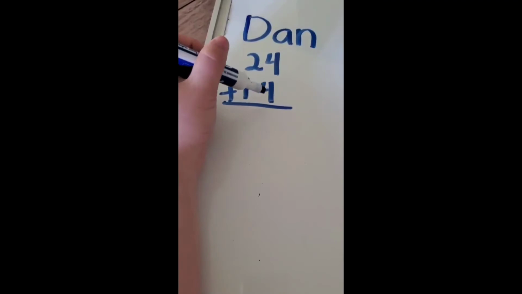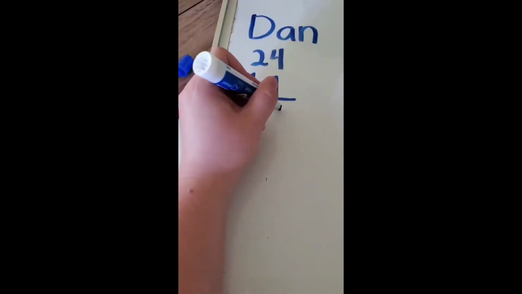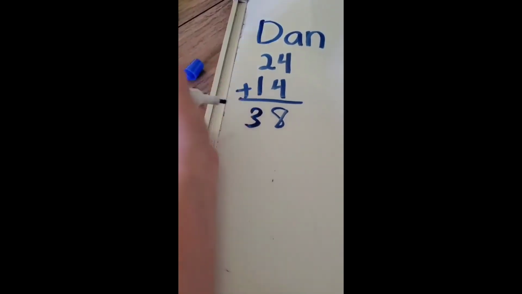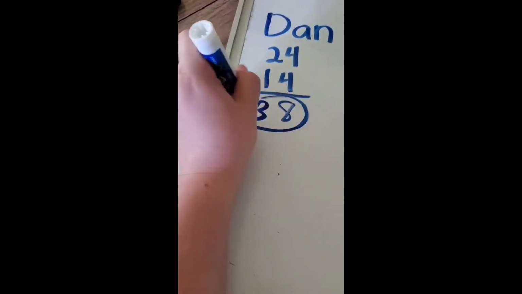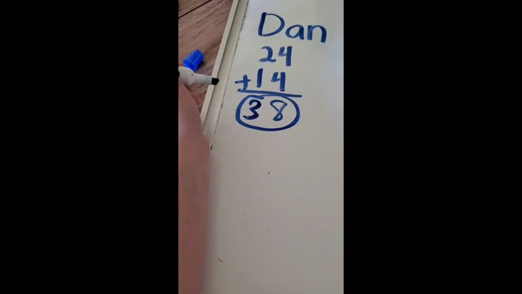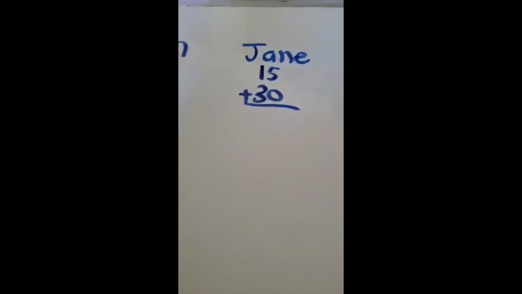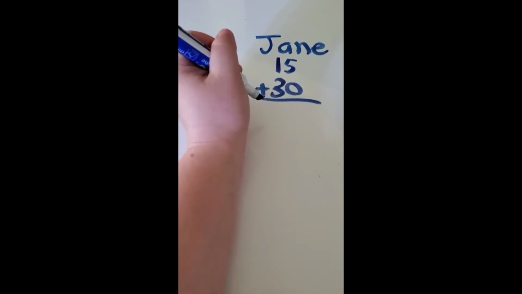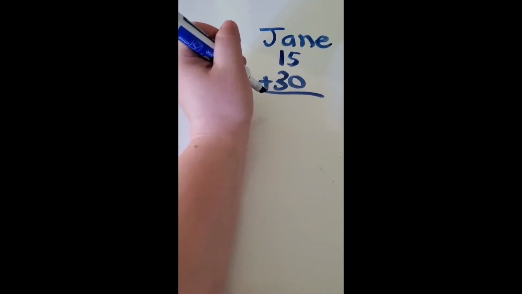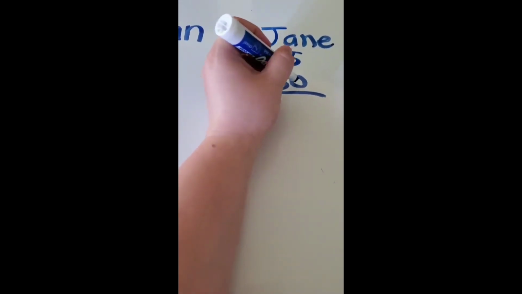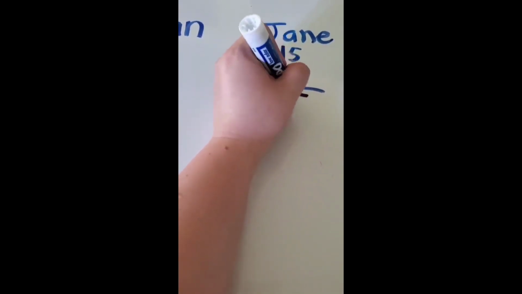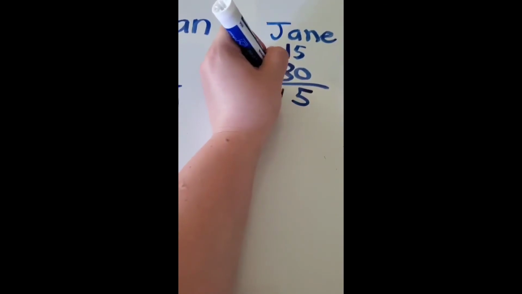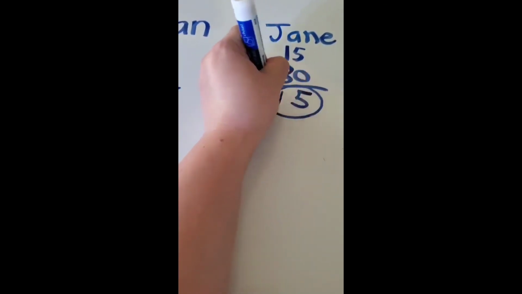4 plus 4 is 8. 2 plus 1 is 3. So Dan found 38 in all. And remember, Jane first found 15 and then she found 30. So now let's add up Jane's. 0 plus 5 is 5 and 3 plus 1 is 4. So she found 45 shells.